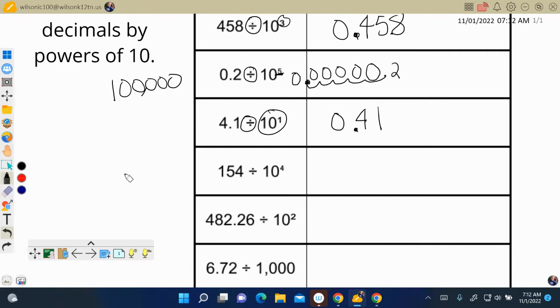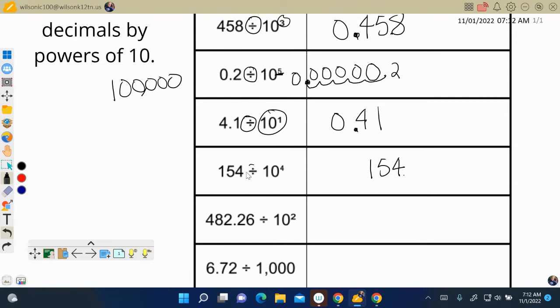If you did not get that, make sure you're going back and understanding why. All right, your next one is going to be 154 divided by 10 to the fourth. Remember where that decimal point goes in a whole number. Look at it and pretend it's $154.00. Where would you put that decimal point? For this one, you should have written your 154. Remember that decimal point goes at the end of a whole number.